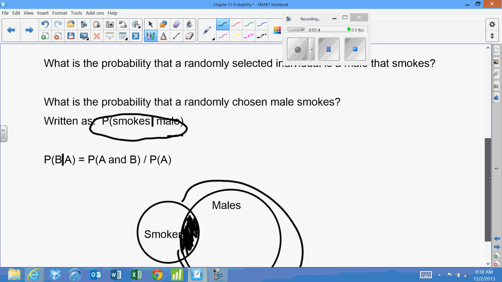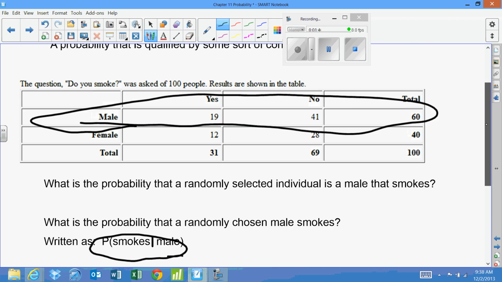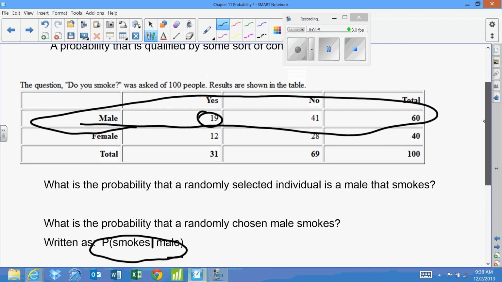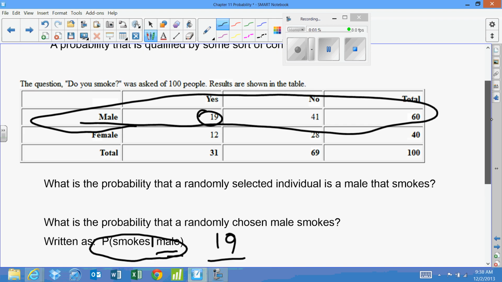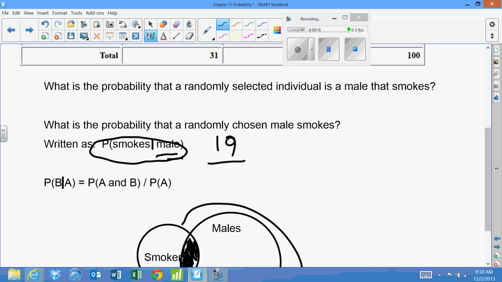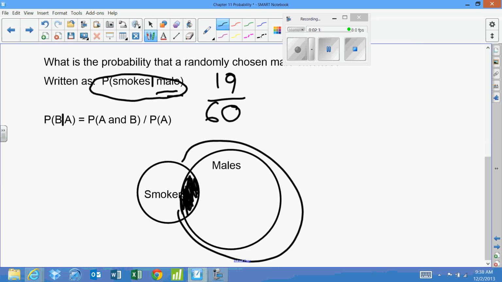The way we're going to look at it is we're going to take the probability that they're male and smoke. If I look up here, the number of people that are male and smoke is 19. We're going to divide that by our second number, which is our number of males, which is 60. So 19 out of 60 is the probability that a randomly chosen male smokes. 19 is our total number of males that smoke, 60 is our total number of males. And that would be what you would give.